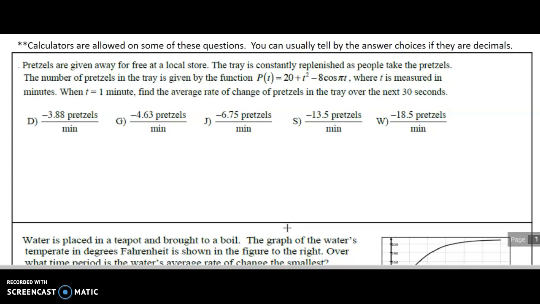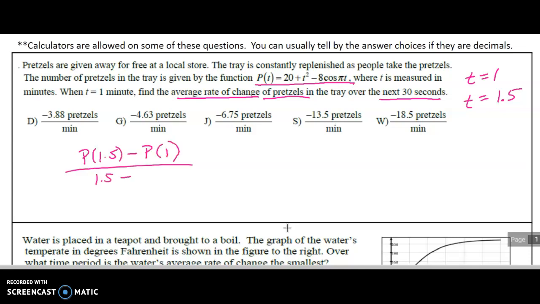All right, so pretzels. The number of pretzels in a tray could be modeled by this function. Notice it's a trig function, so make sure your calculator is in radians. I'm not going to bring up my graphing calculator just because it's a lot quicker for me to type it in myself. So it says when t equals 1 minute, find the average rate of change of pretzels over the next 30 seconds. So what we want is we really want to start at 1 and we want to go the next 30 seconds, which is a half a minute, and 1.5. Okay, so make sure they're in the same units. So I'm really looking for P of 1.5 minus P of 1 all over 1.5 minus 1.